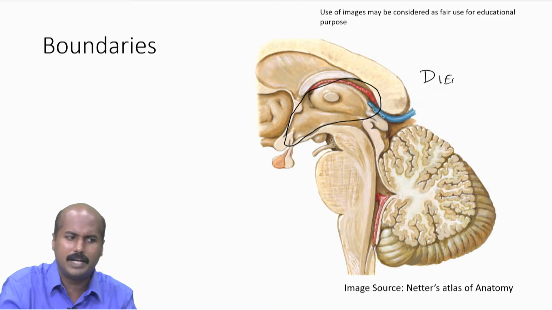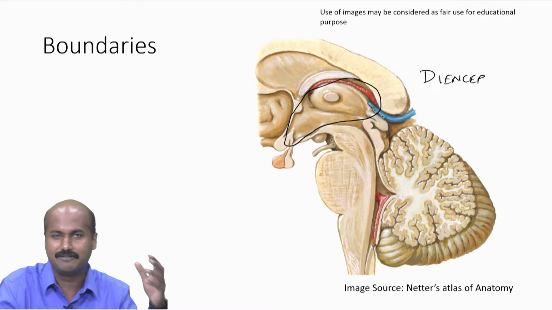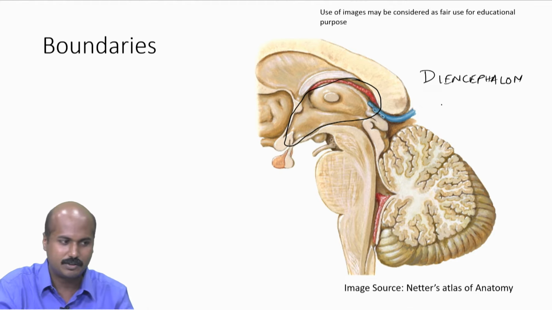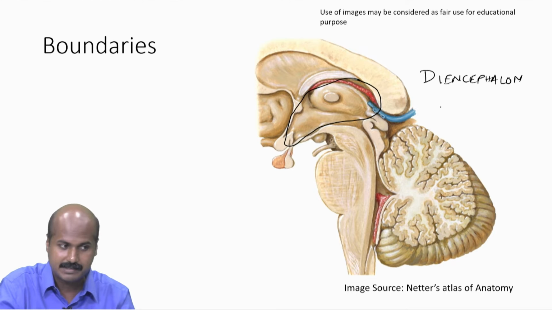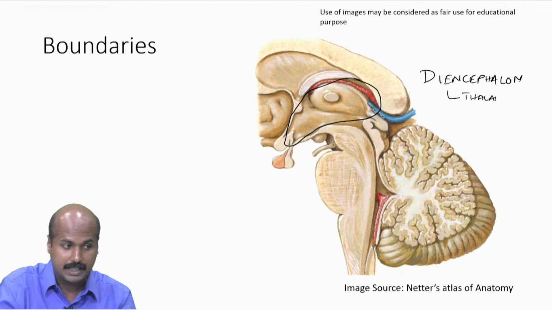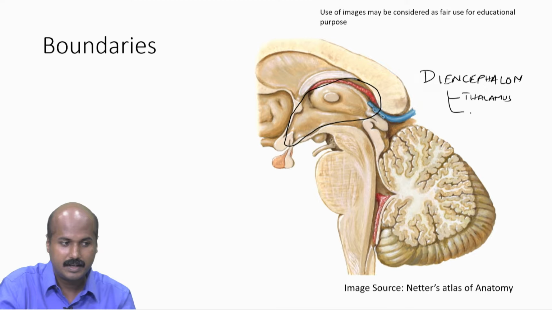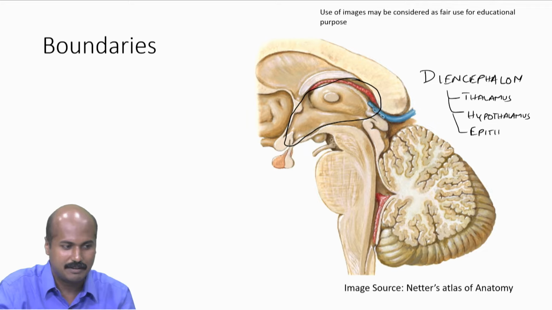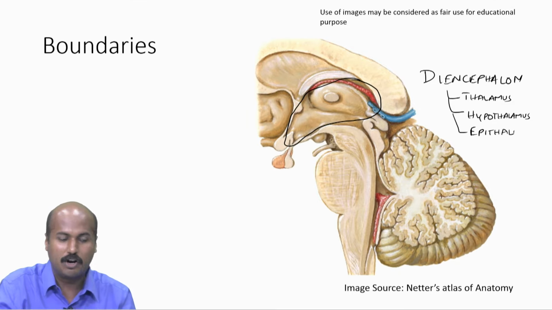One way to remember the structures of the diencephalon is that they are the structures with the name thalamus. That includes the thalamus, the hypothalamus, and the epithalamus. These are the three thalamus-named structures that you can remember that are included under what you call the diencephalon.